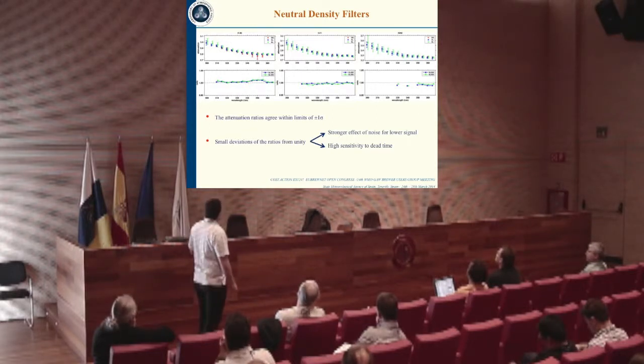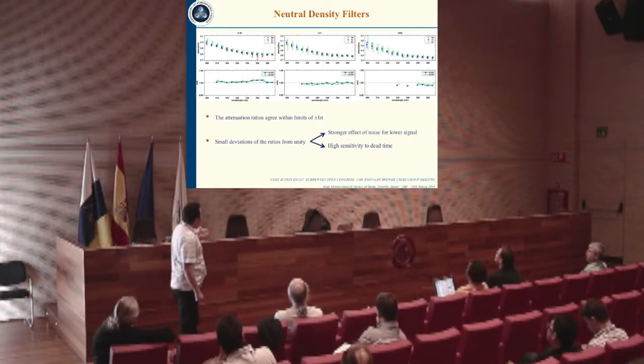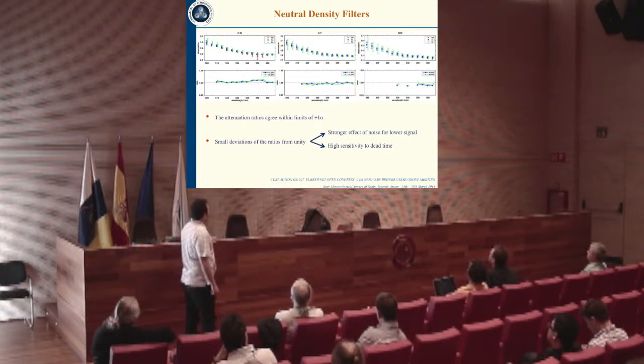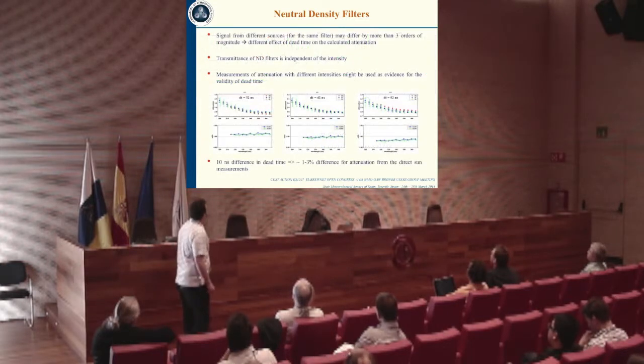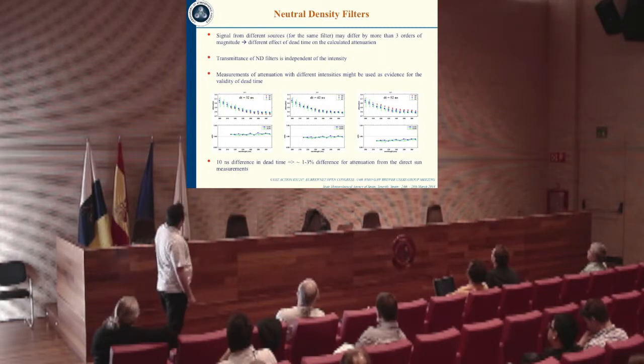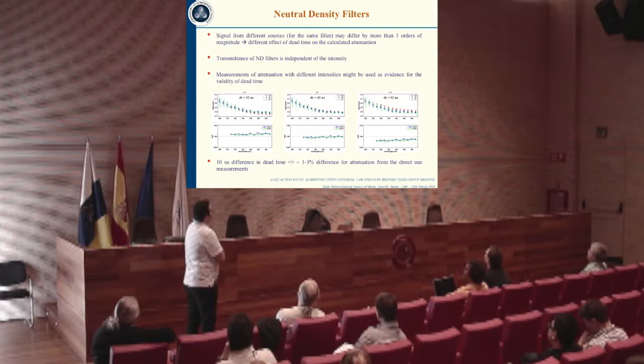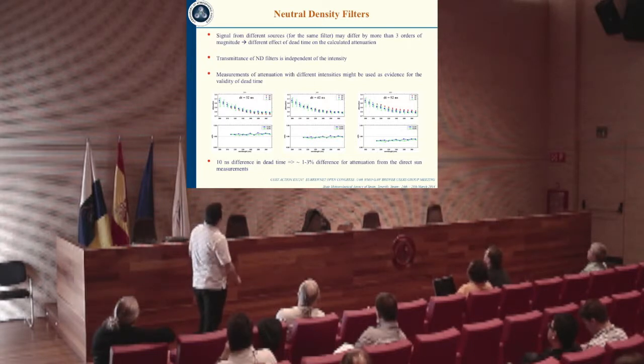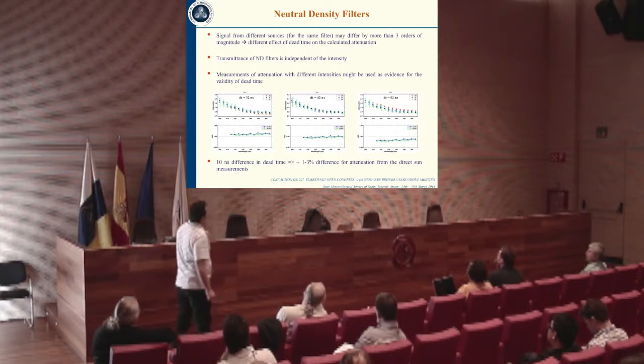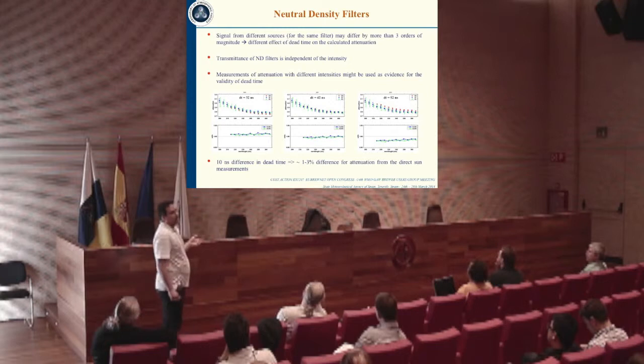In the lower graphs, we can see small deviations from unity, which are mainly due to the stronger effect of noise for the lower signal and to the high sensitivity to the daytime, as we will see in the following. We showed that signal from different sources for the same filter may differ by more than 3 orders of magnitude. Thus, the effect of the daytime on the calculated attenuation is different in each case.